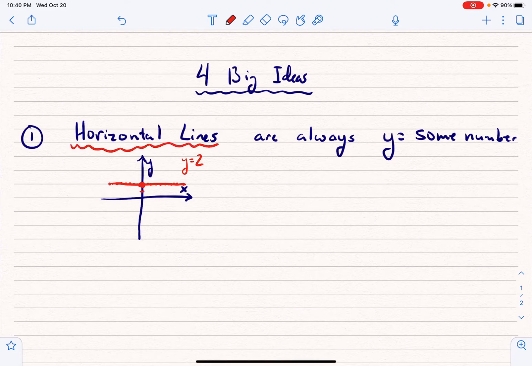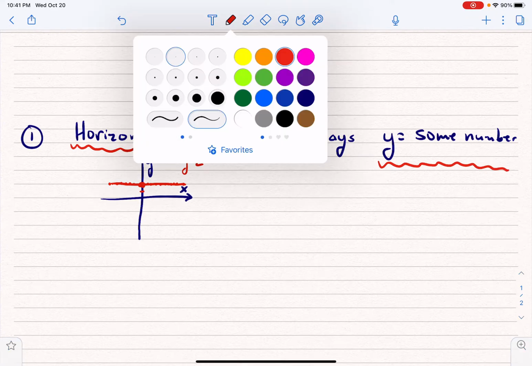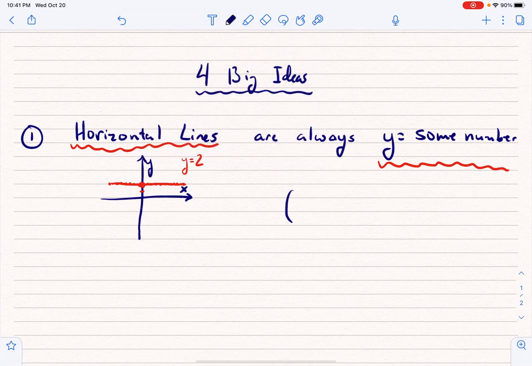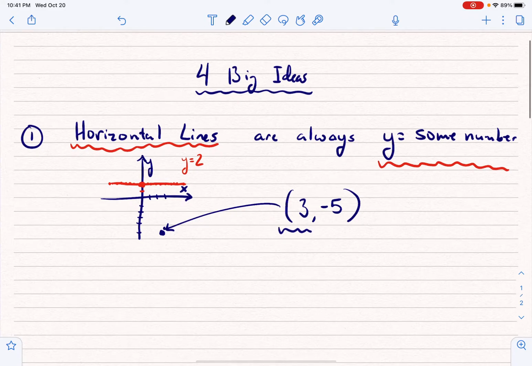So bottom line, every time you want the equation of a horizontal line, it's always y equals some number. For instance, if you were given the point (3, -5) and asked where that is: 1, 2, 3, then 1, 2, 3, 4, 5. It's about right here. Maybe the problem asks you to come up with the equation of a horizontal line that passes through this point.